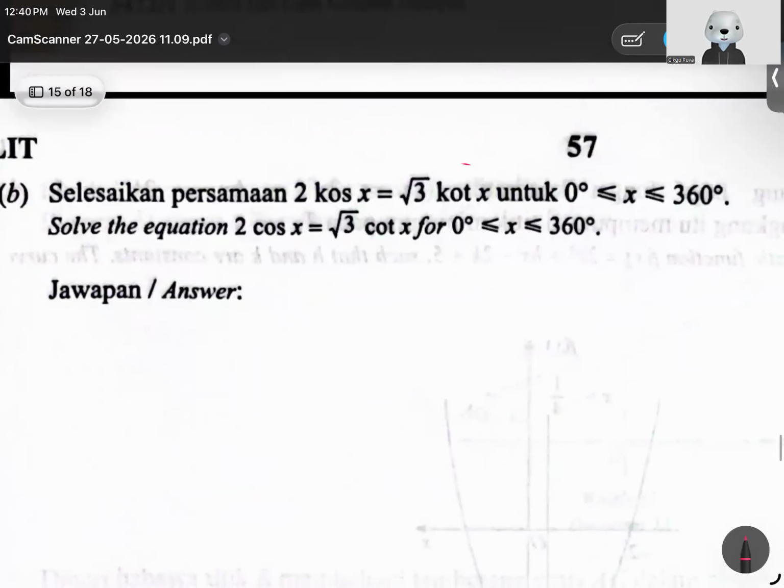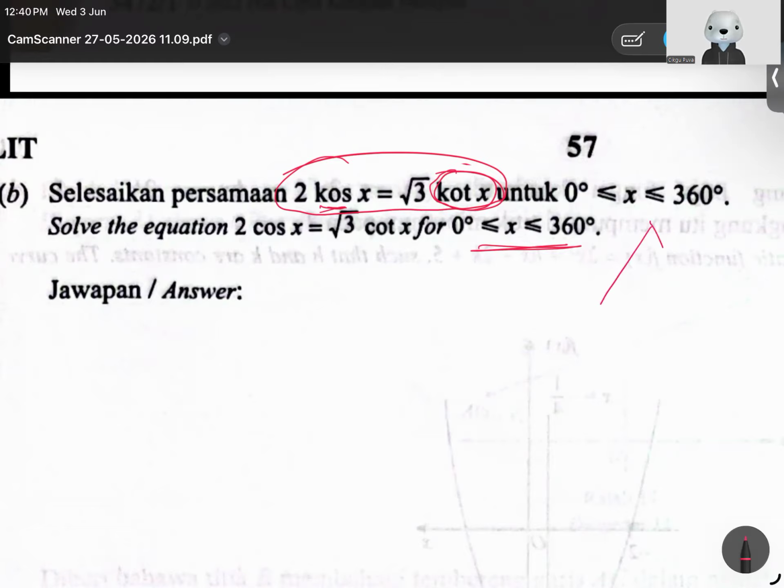Now we move on to 13B. Solve the equation. We need to solve means we need to find x, where x is from 0 to 360. First, I was thinking about this tangent. Why not we change it to sin over cos, because here it's got cos? If I can get a cos, I can do something over that. I don't have an idea yet, but that's what I was thinking.